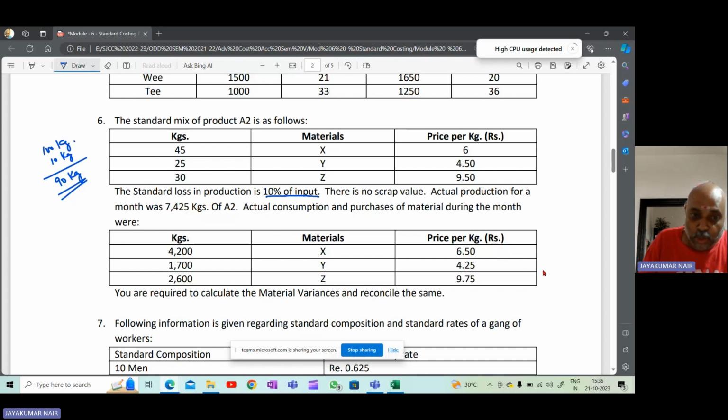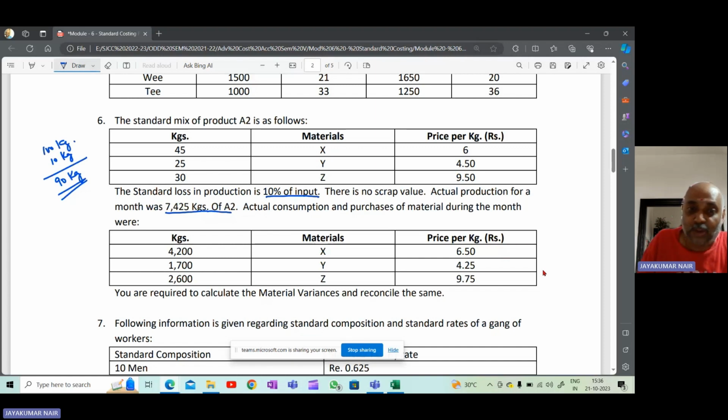Actual production for the month was 7,425 kg of A2. This is your actual production in one particular period. Actual consumption of material X, Y, and Z for the month is given to you: 4,200 kg of X, 1,700 kg of Y, and 2,600 kg of Z. And the prices are also given: 6 rupees 50 paisa for X, 4 rupees 25 paisa per kg for Y, and 9 rupees 75 paisa per kg for Z. You are required to calculate the material variances and reconcile the same.